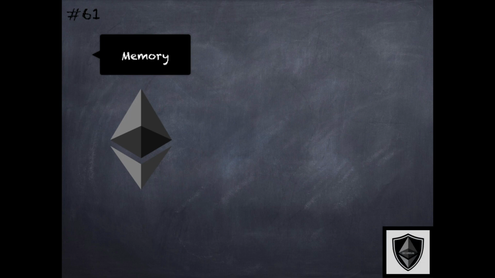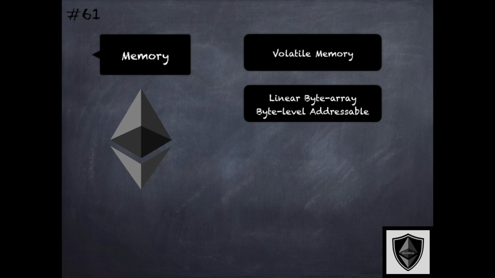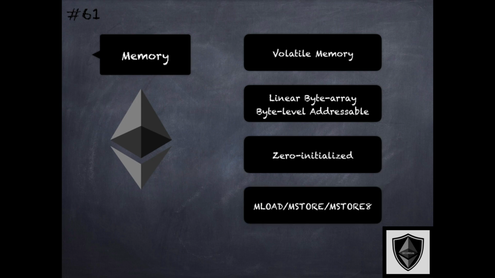The second component of the EVM architecture is memory. As was just mentioned, memory in EVM is volatile. This means that data placed in memory is not persistent across transactions on the blockchain. Memory in EVM is linear, it's a byte array, and therefore addressable at a byte level. It's also zero initialized. And there are three specific instructions that operate with memory.